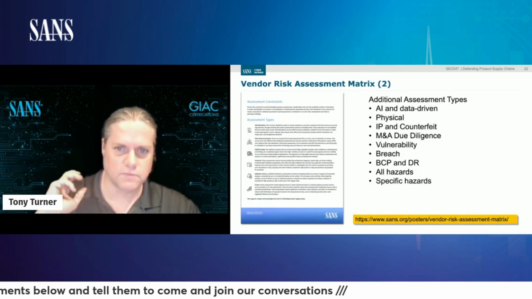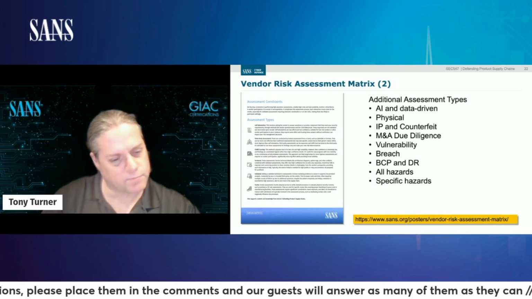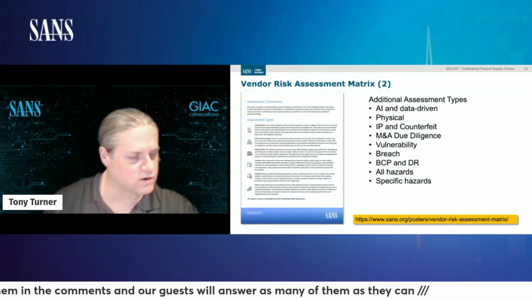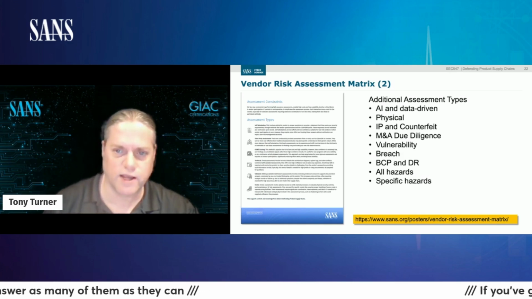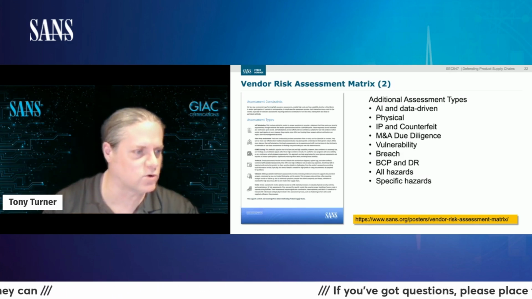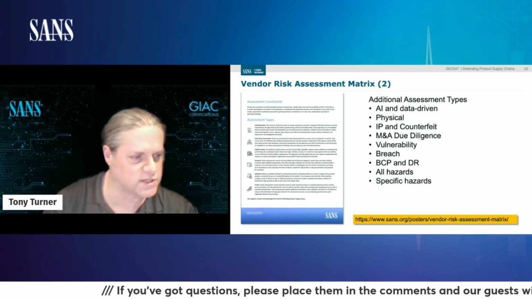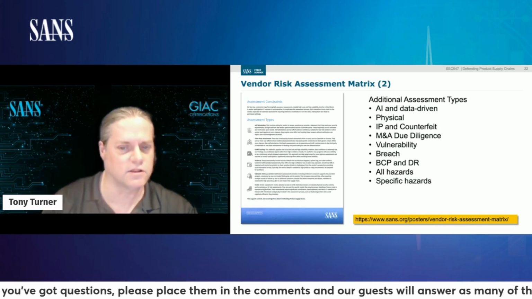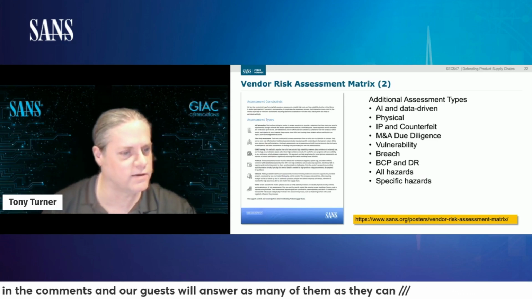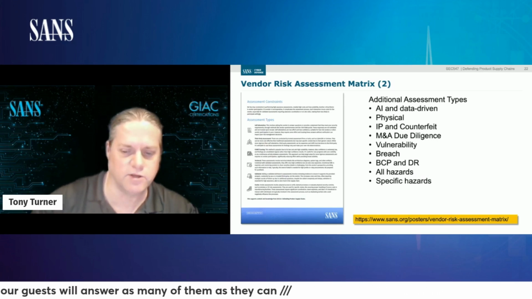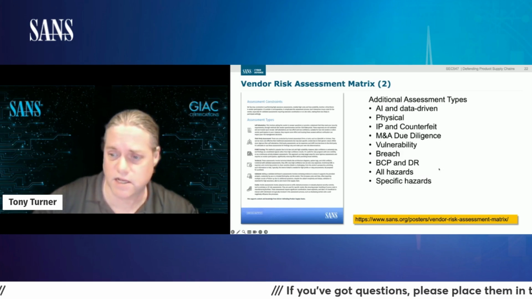Again, we've got a bunch of other assessment types that we can do. We can do the AI-driven assessments. There may be a place for you to do on-site assessments. I've done quite a few of these on-site, especially in the manufacturing space. Sometimes you won't get the real picture just from a paper assessment, right? Sometimes there's no substitute for an on-site. There's a lot of other reasons why we might need to do assessments. Maybe there's a specific hazard that you're trying to mitigate and address. At the bottom, you can see a link to this cheat sheet if you're interested in obtaining that risk matrix.